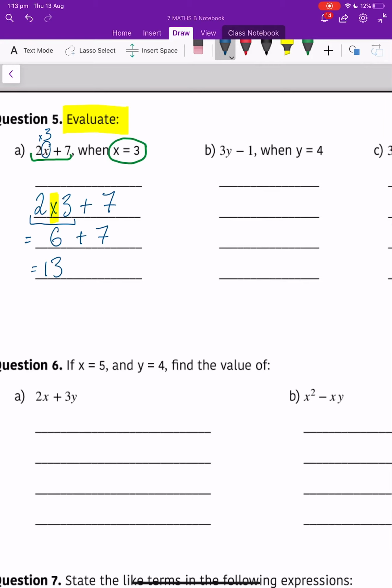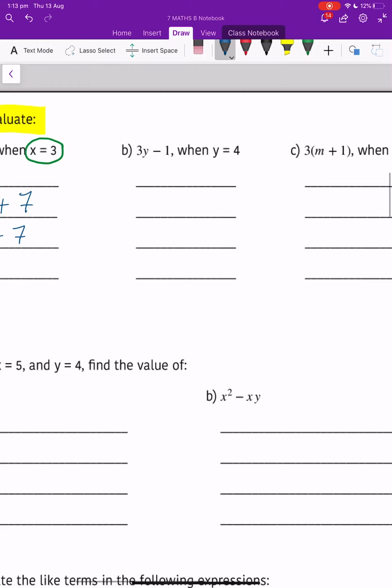So that's the answer. Next one, 3y take 1. So y is 4. So whenever we see y, we're going to replace it with 4. So 3 times 4, take 1. Okay, with BODMAS, I need to do multiplication first. 12, take 1. The answer is just 11.